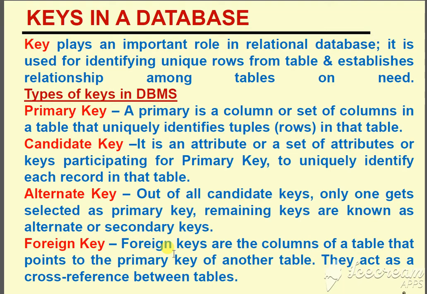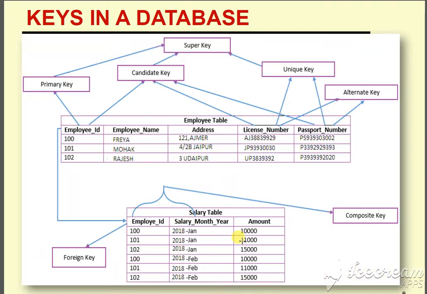Okay, because here you have to join two tables. How to join? You take the primary key of the first table and put it in the second table. That is known as a foreign key. So foreign keys are the columns of a table that point to the primary key of another table. They act as a cross reference between the tables.